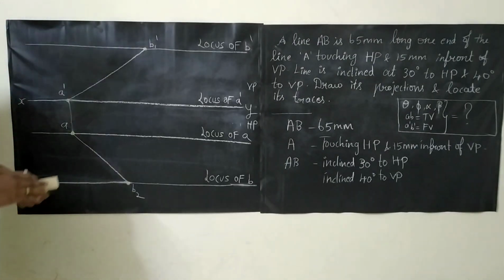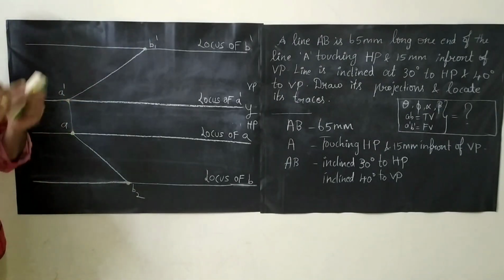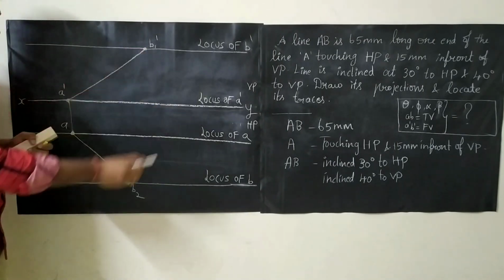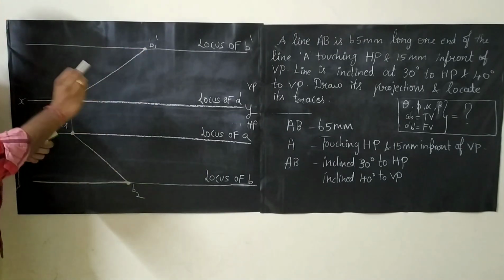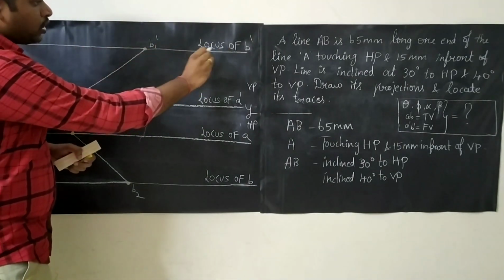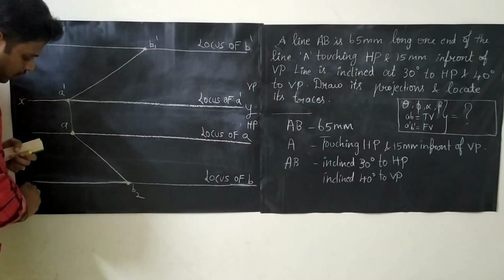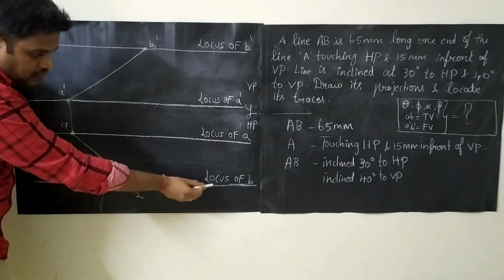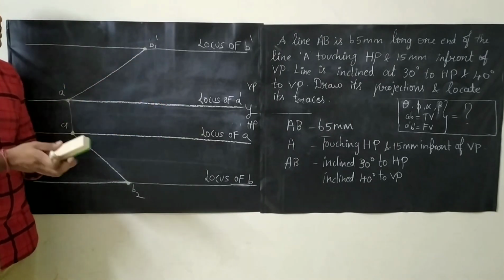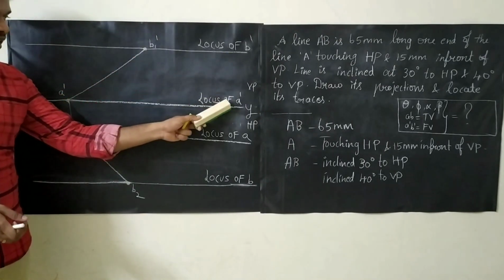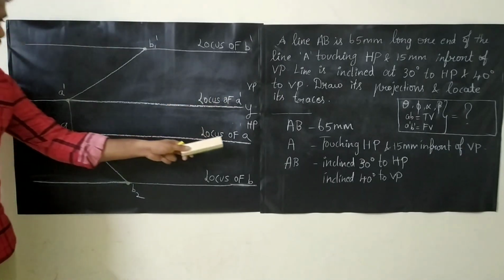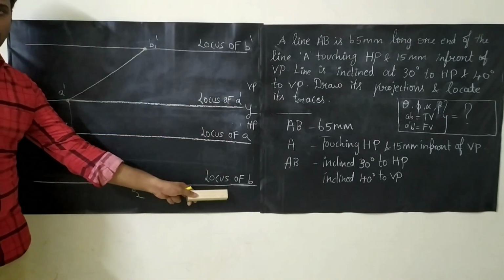After plotting the point and after drawing this, we need to draw the locus line. So we have got 2 points, right? One point B1 dash and another point B2. Now just draw a straight line like this. This is called the locus of B dash. We need to write like this: locus of B dash, locus of A dash. Locus of A dash will be lying on the reference line itself. Locus of A, and this line is called locus of B.